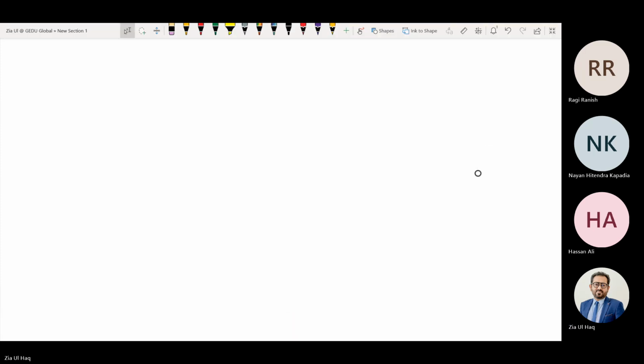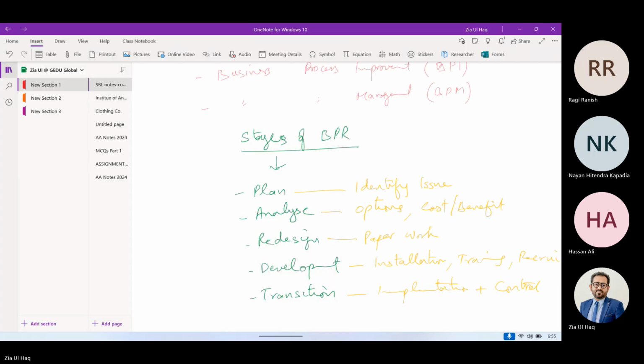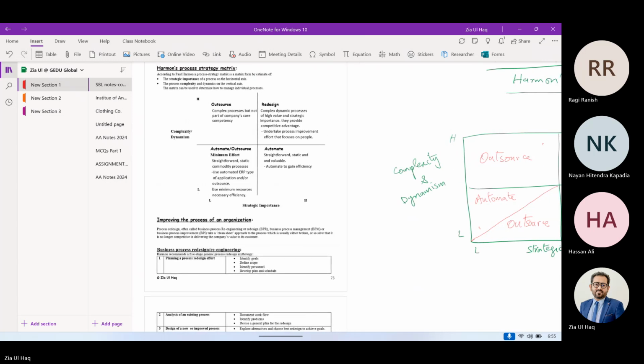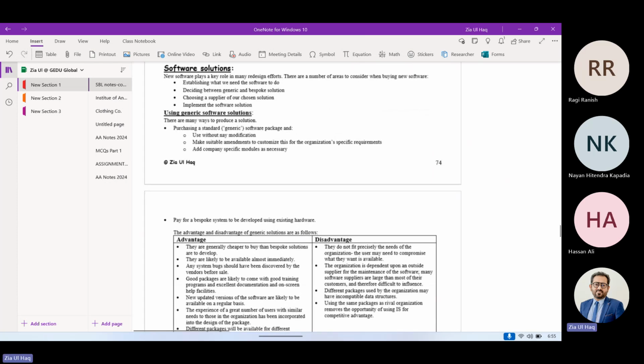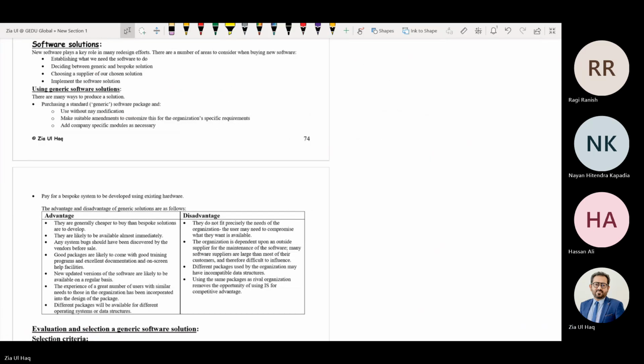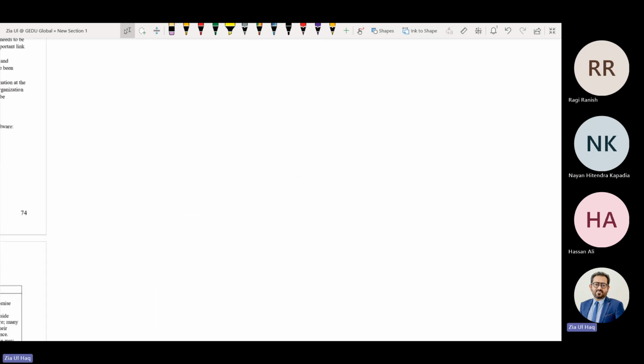Type of software. We'll cover from notes. Type of software. If we are moving towards a computerized system, this means we are going to use some software. The software are of mainly two types.